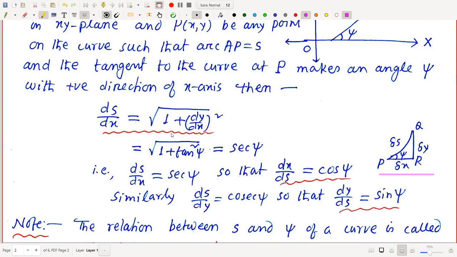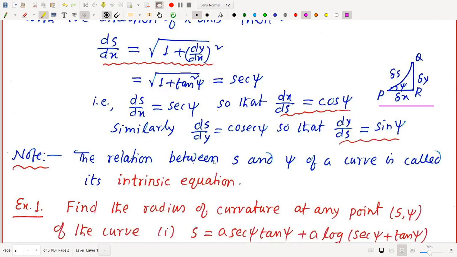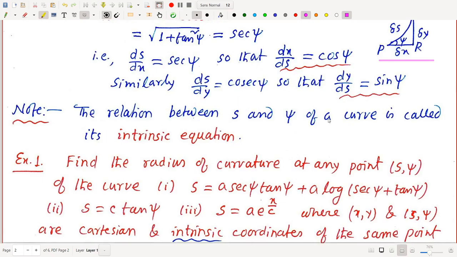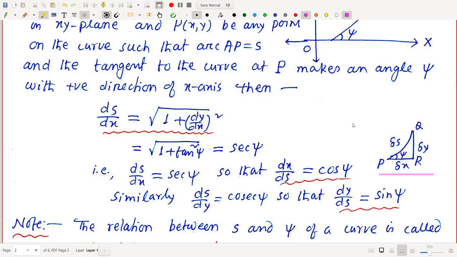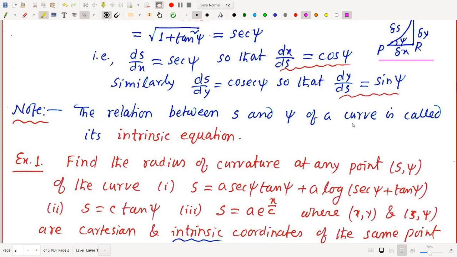The relation between s and psi of a curve is called its intrinsic equation. The relation between x and y, the coordinates of any point on a curve, is called the Cartesian equation of the curve, which we know from earlier. Now, if the point P changes its position, then the arc length s will change, and automatically the angle psi will change. So surely there is a relation between s and psi, and this relation is called the intrinsic equation of the curve. And the radius of curvature is actually defined in terms of intrinsic coordinates.